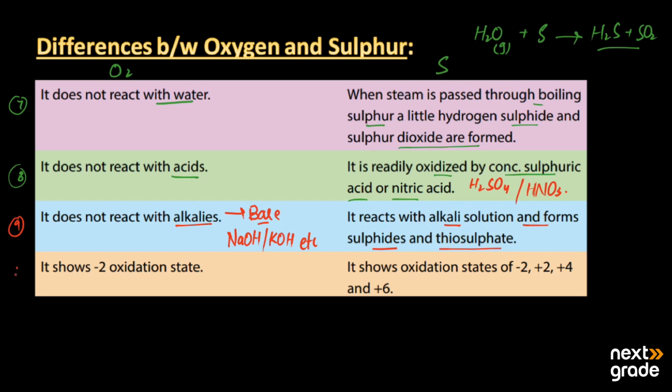And the last difference: oxygen shows the oxidation state -2, but on the other hand, sulfur shows a lot of variable oxidation states: -2, +2, +4, and +6. All these oxidation states depend on which compound or element it is going to make a bond with, and in which combination it is going to bond with other elements.